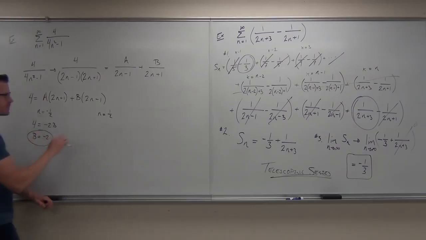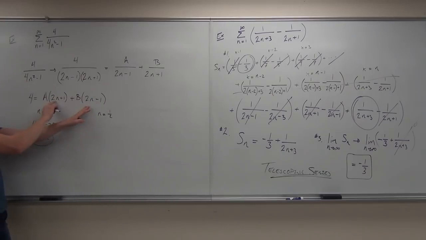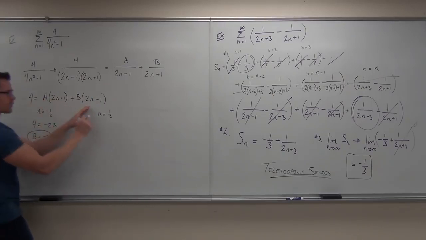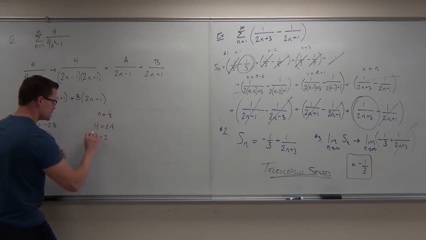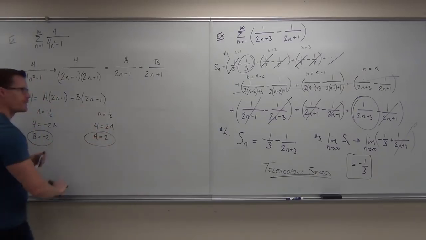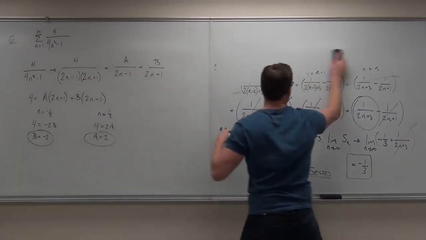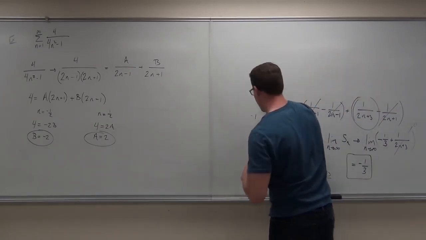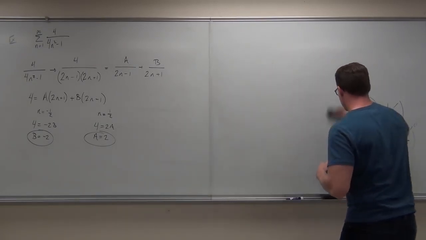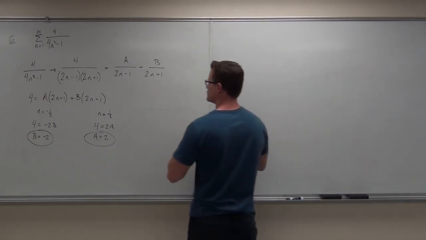And b equals negative 2. If I plug in 1/2 for n, 2 times 1/2 is 1, 1 minus 1 is 0, this whole thing's gone. 1/2 here, 2 times 1/2 is 1, 1 plus 1 is 2, 4 equals 2a, or a equals 2. What that means for us is that now, instead of thinking of that series, I just decomposed my nasty fraction into something that is hopefully telescoping.